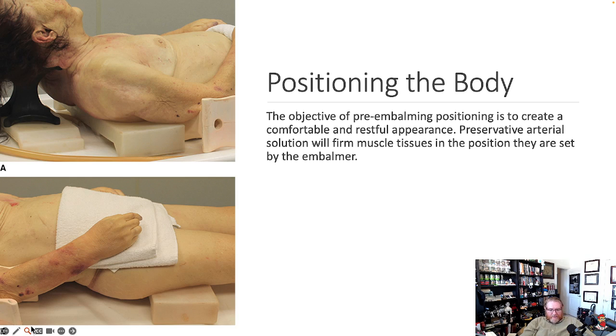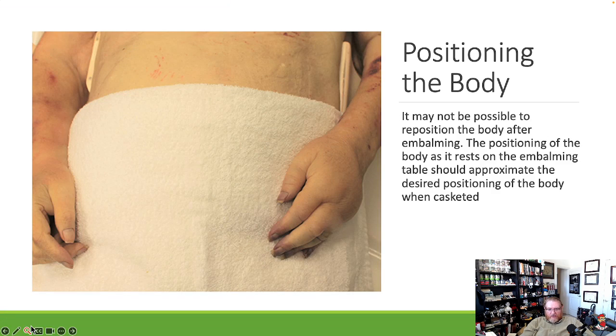So when positioning the body, the objective is to create a comfortable and restful appearance. Preservative arterial solution will firm muscle tissues in the position they are set by the embalmer. So what was the old saying? Set it and forget it. That's kind of what we want. It may not be possible to reposition the body afterwards, especially if you're using a hard and fast firming solution.